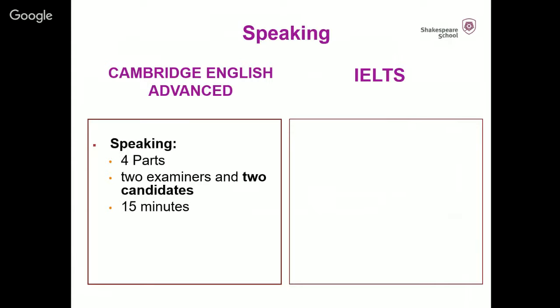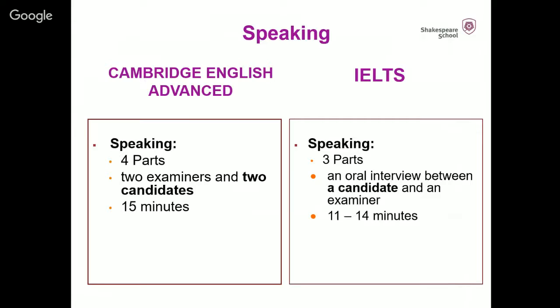So technically, you would have to speak about 7, I suppose, since you share this time with your partner as well. Now, in the IELTS, the speaking only has 3 parts. There's an oral interview between a candidate and an examiner only. All the tests are recorded, by the way, so you can appeal the grade if you don't like it. And it takes between 11 to 14 minutes, depending on how relevant your answers were and whether the examiner knows the band that you speak at.